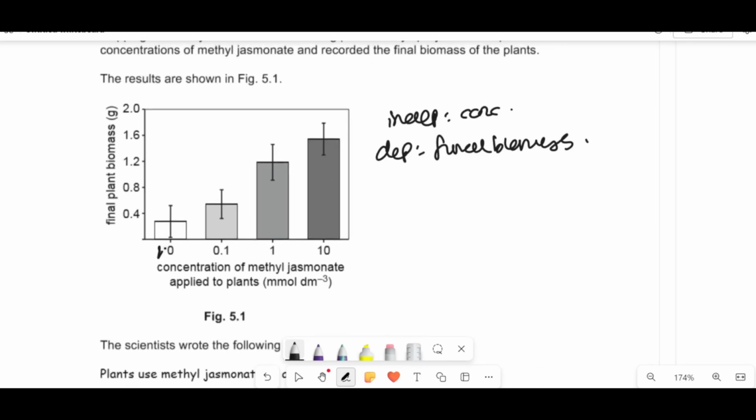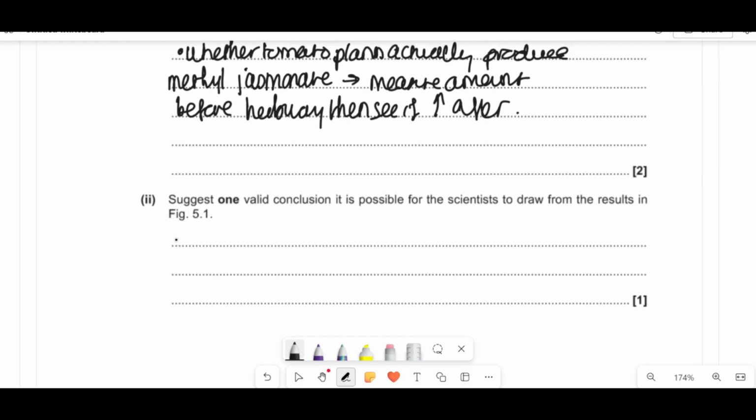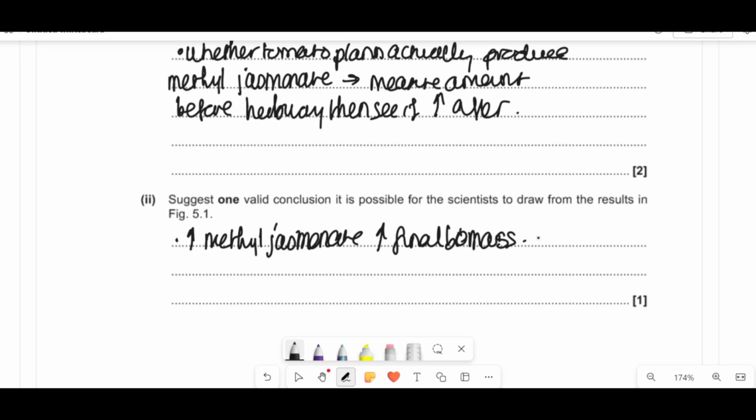So what that means is, what can you look at this and definitely say is the case? You cannot say, based on these results alone, that a higher concentration means these are being eaten less, because it doesn't show that. All it's showing is that a higher concentration means the biomass goes up. That's it. So all you can conclude is that increasing methyl jasmonate increases final biomass. That's all you can conclude from that data. You cannot say anything else. You can't just make things up that aren't shown there.